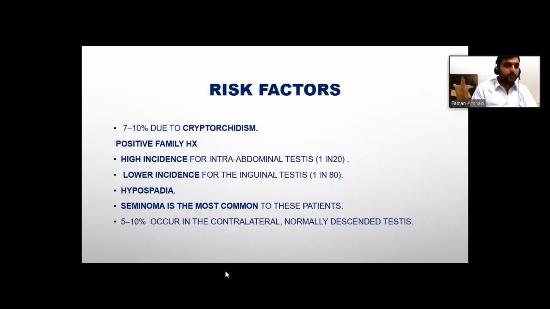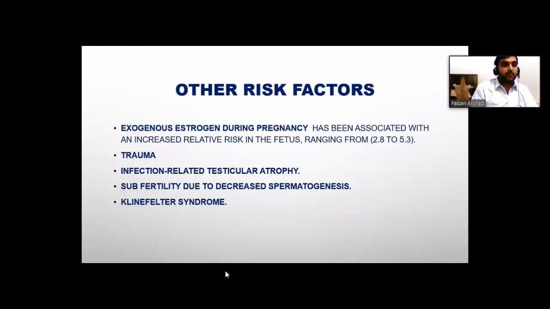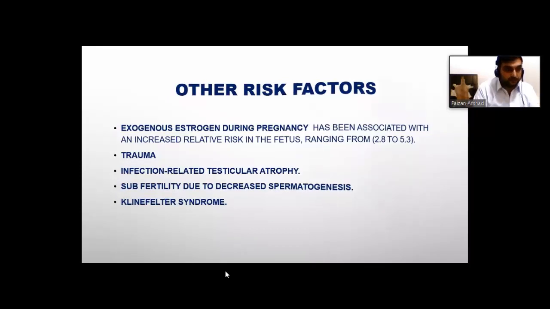Risk factors. So, what are the risk factors of the seminoma? 7 to 10% are due to cryptorchidism, positive family history, high incidence for intra-abdominal testes, low incidence for the inguinal testes, which is 1 in 80. Hypospadias, seminoma is the most common in these patients. 5 to 10% occur in contralateral, normally descended testes. Other risk factors are exogenous estrogen during pregnancy, trauma, infection-related testicular atrophy, subfertility due to decreased spermatogenesis, and Klinefelter syndrome.